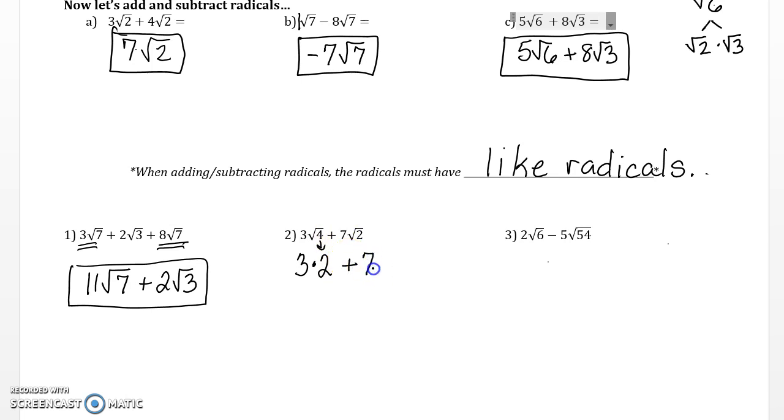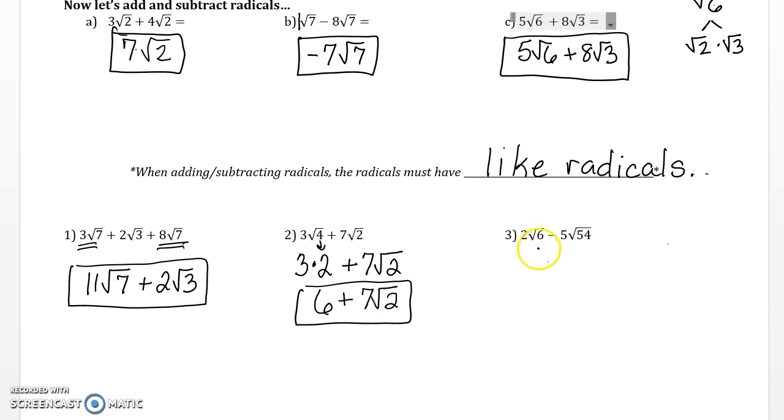And then second term, 7 root 2, can't do anything with it. 2 is a prime number. We can't break it apart any further. The first term no longer has a radical. It's simply a 6 added with a 7 root 2. It's kind of like when you had expressions before that had like a 3 added to a 5x. They both had numbers, but they weren't like terms because they didn't both have the variable x. Well, same thing here. We have two terms. They don't both have that same radical 2, so they're not considered like terms, and that's telling us that we cannot combine those terms.